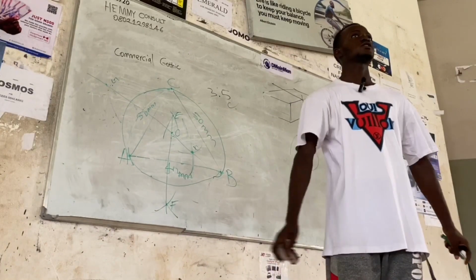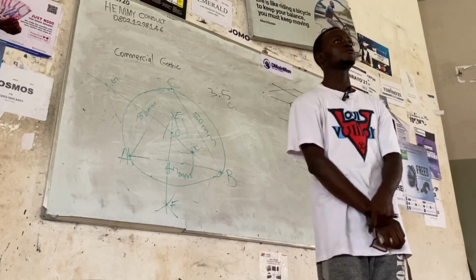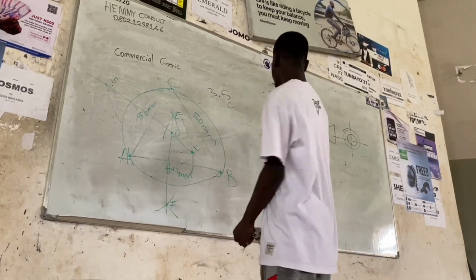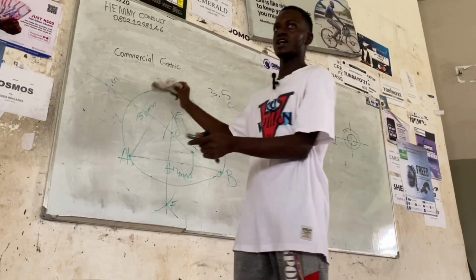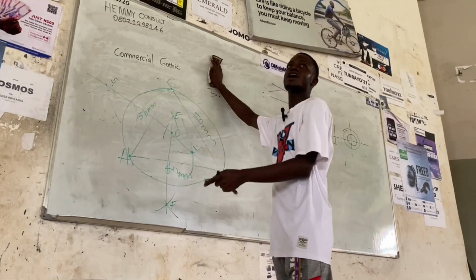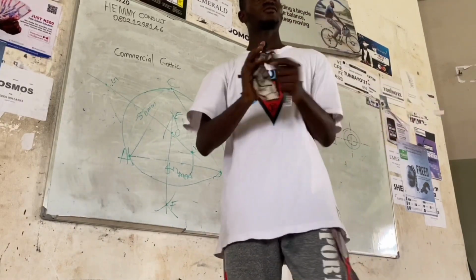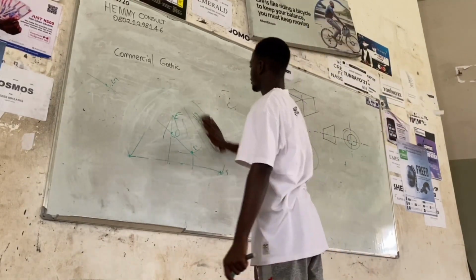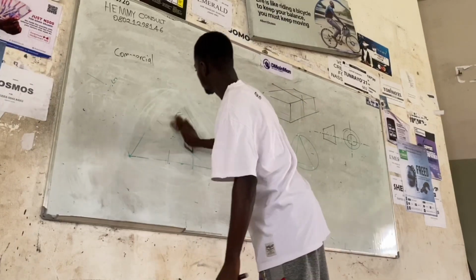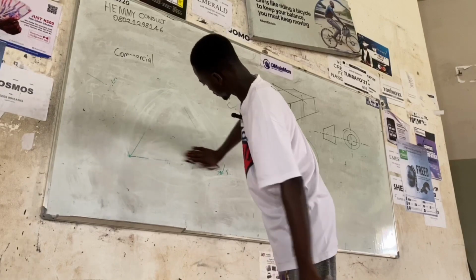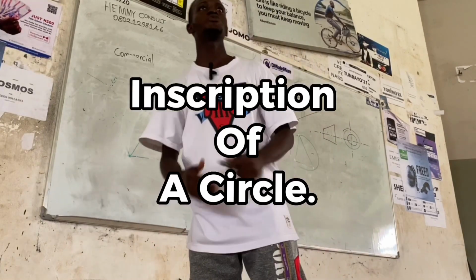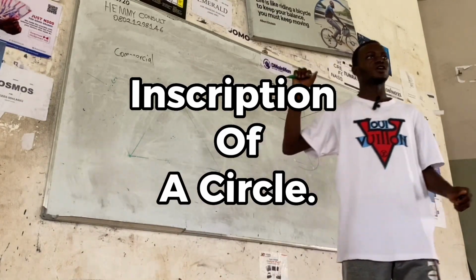So the last one for today is inscription of the circle. So this circumscription of the circle, should I rub it off? Don't worry, I'll make the video available. So this time around, the circle will be within our given triangle.